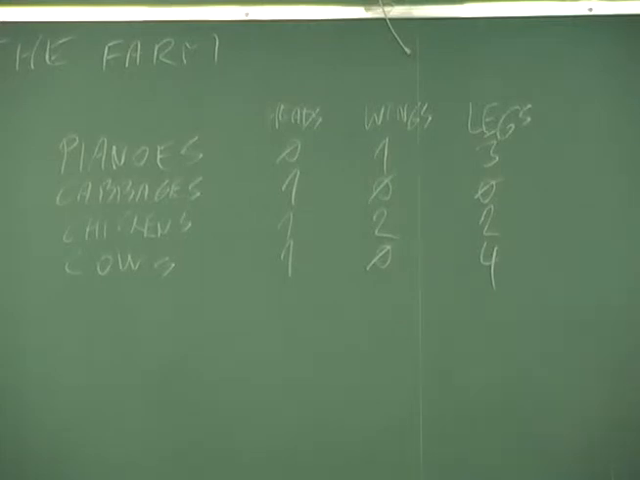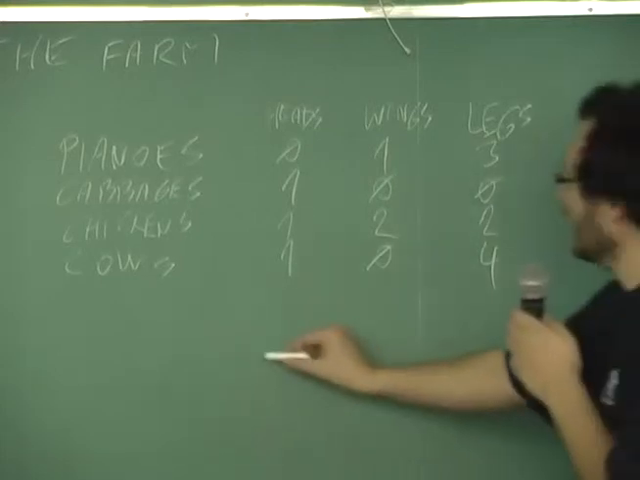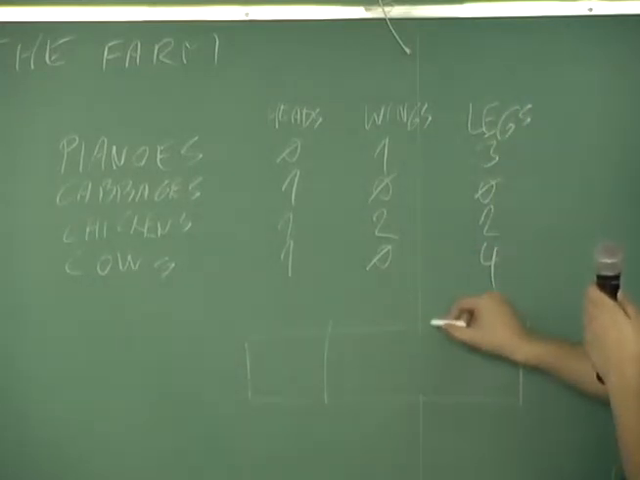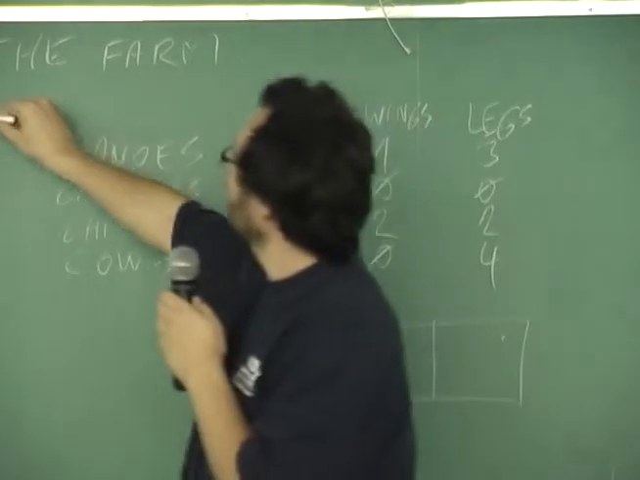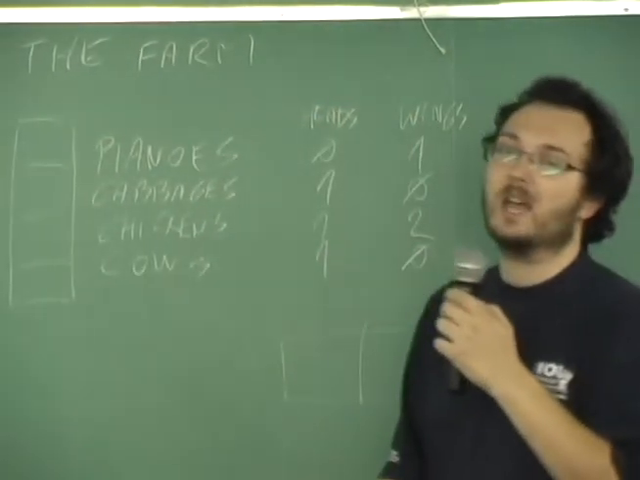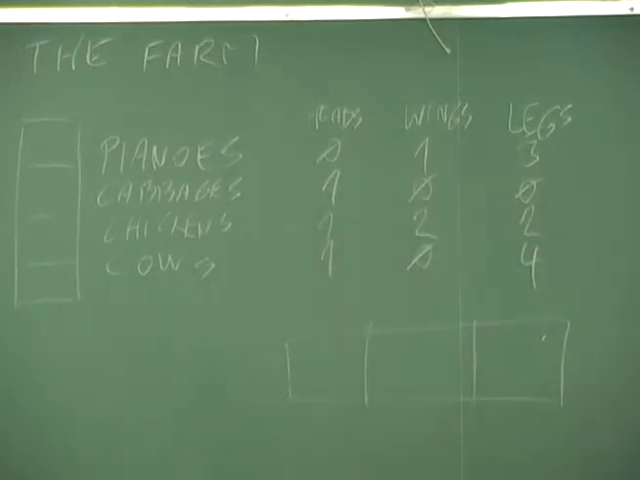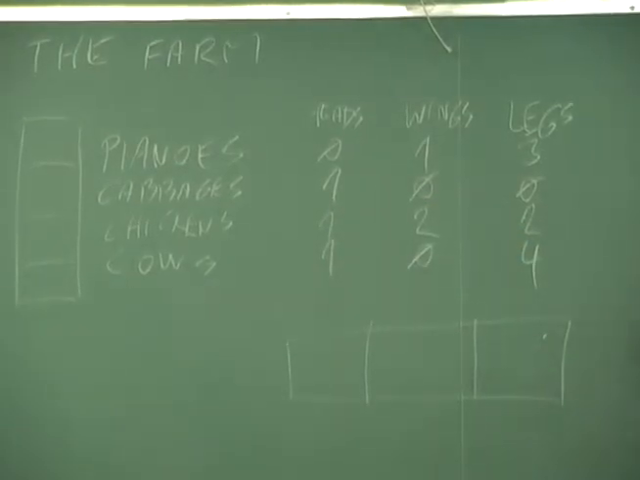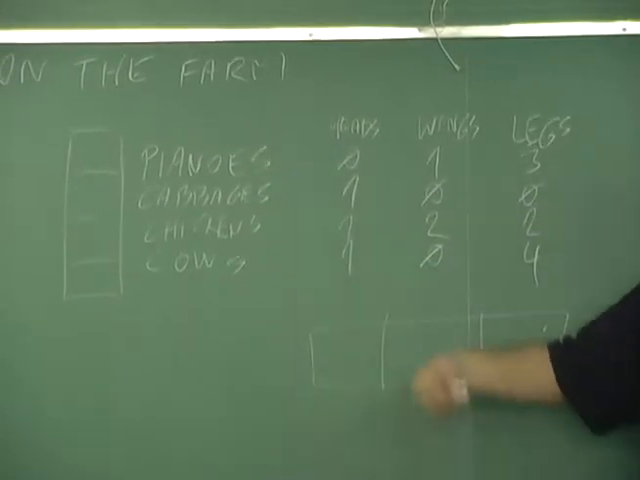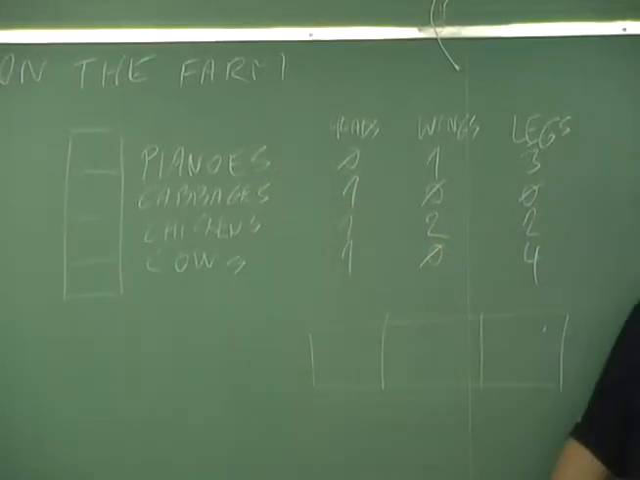So right now, what we are given are the totals here. So we know the number of heads, number of wings, number of legs. And what we have to find out is the linear combination of these 4 vectors that does produce it. And in case there are multiple solutions, we have to minimize the number of pianos and then minimize the number of cabbages and so on.